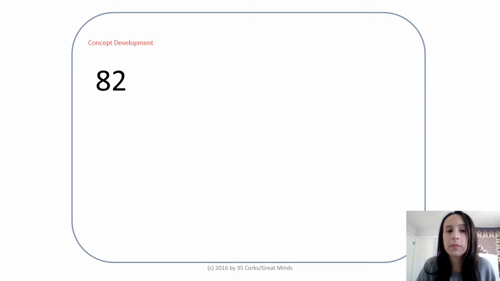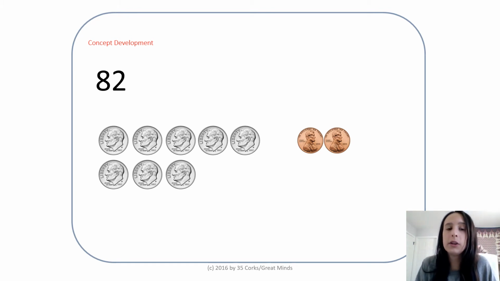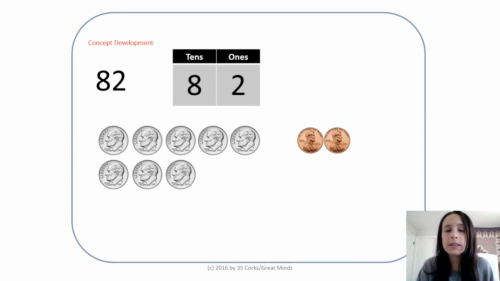Here I have a new number. Can I only use dimes to show this number? No way. I'm going to use dimes, but I'm also going to use pennies. First, how many dimes would I need? 8 dimes. How many pennies would I need? 2 pennies. So how many tens and how many ones are in the number 82? 8 tens and 2 ones. See how my dimes always show my tens and my pennies are always showing my ones.